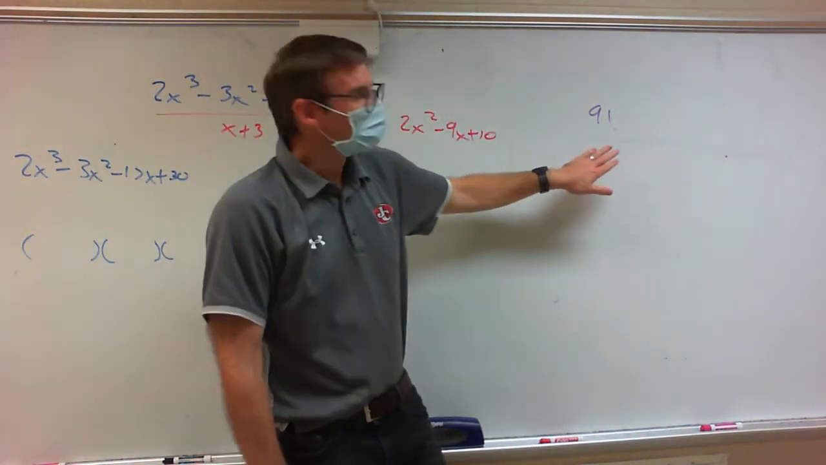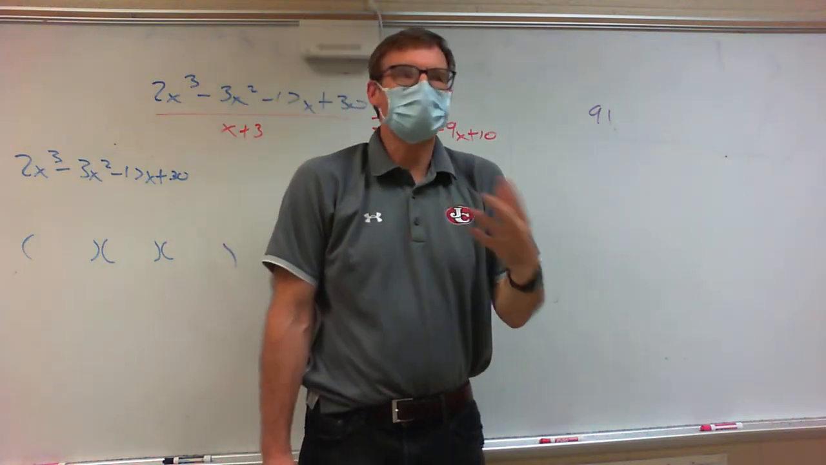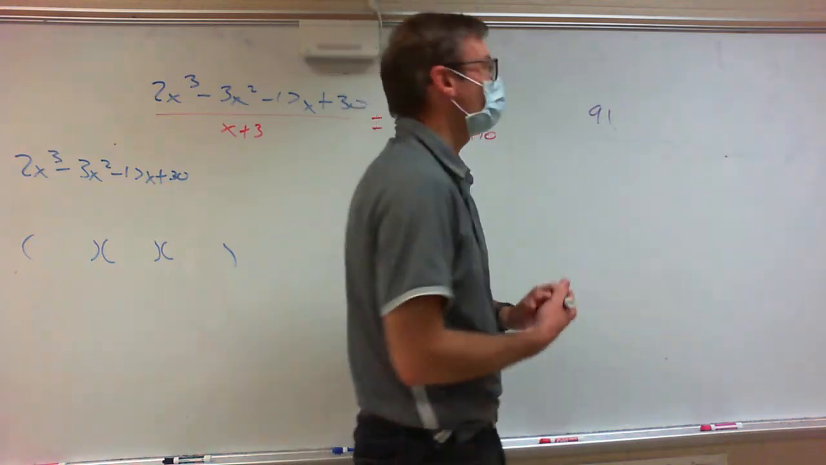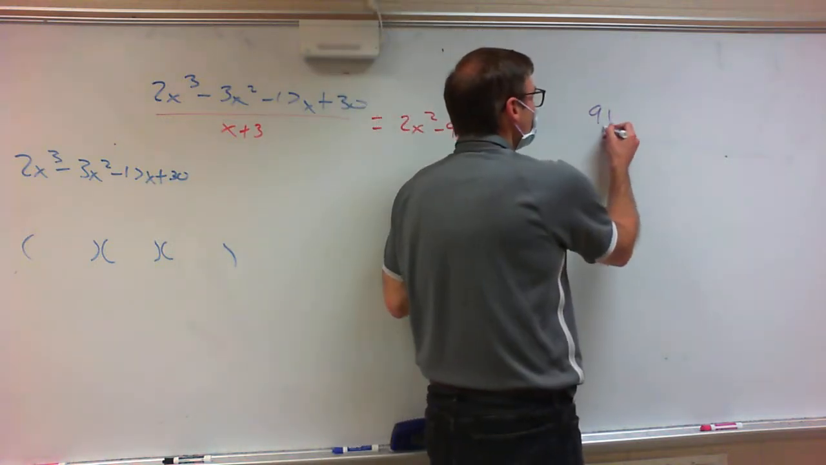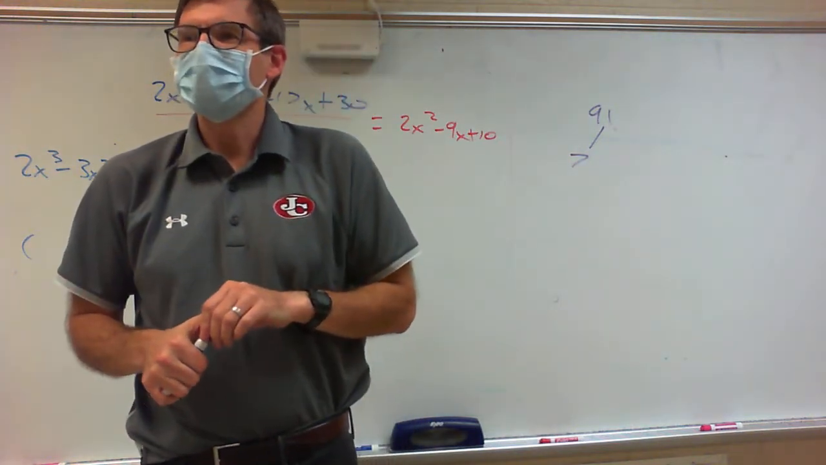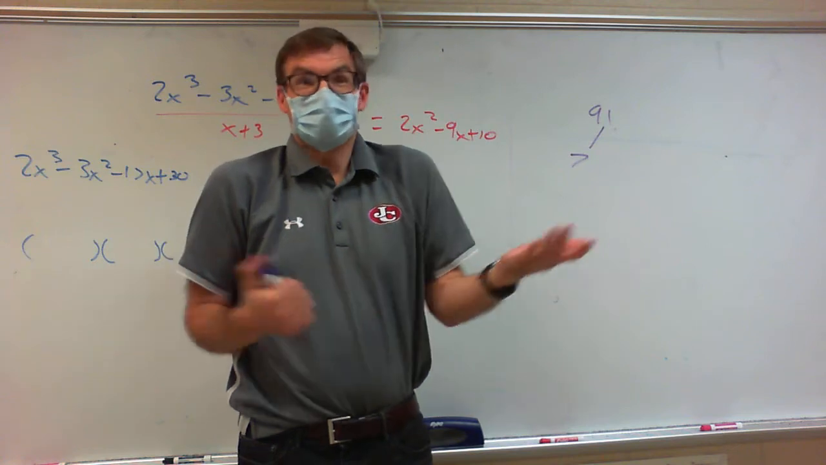Okay, I want to factor 91. Now, most students don't know that 91 factors, right? It's some number times some number. But what if I told you that one of the factors of 91 is 7? How would you find the other number? Divide by 7. You divide it by 7, right?